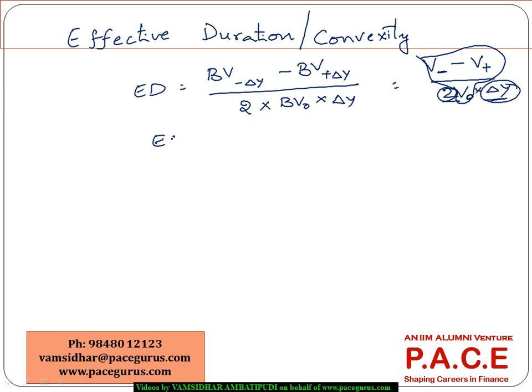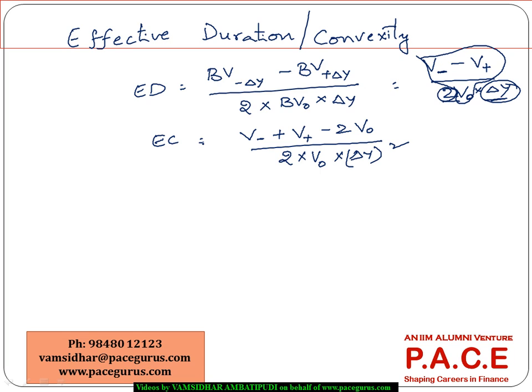When it comes to effective convexity, we said it is the value of the bond when there was a drop in the interest rate plus the value of the bond when there was an increase in the interest rate, minus twice the initial value of the bond, divided by 2 times the initial value of the bond times delta y squared. This was the mechanism to compute the effective convexity.